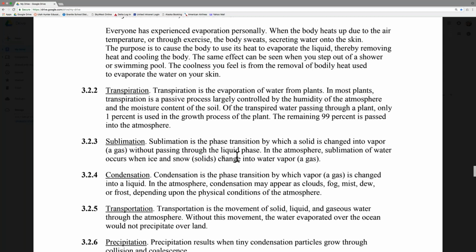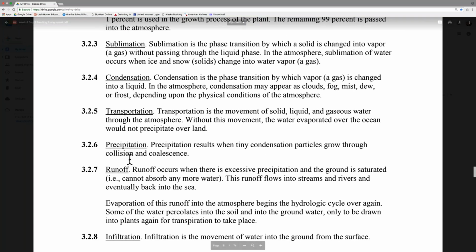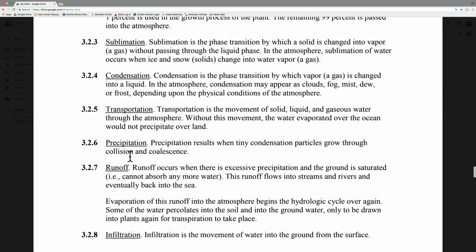Transportation is the movement of the solid, liquid, or gaseous water through the atmosphere. Without the movement, the water evaporated over the ocean would not precipitate over the land. Precipitation is a result when tiny condensation particles grow through collision and coalescence. And then runoff is when excessive precipitation and the ground is saturated, cannot absorb more water. This runoff flows into the streams and rivers and eventually back to the sea.